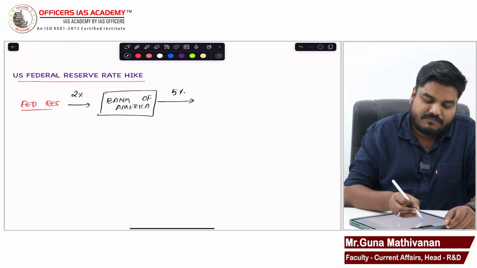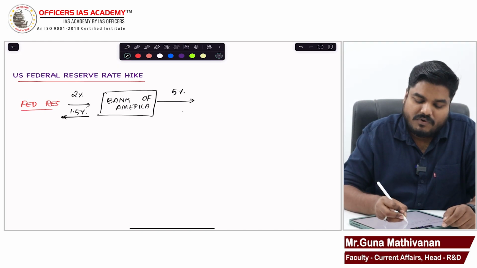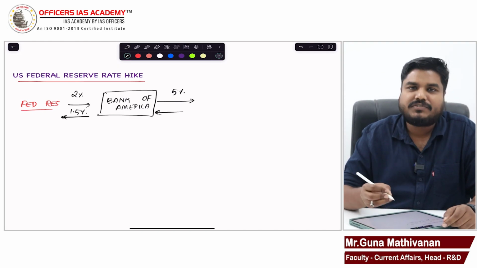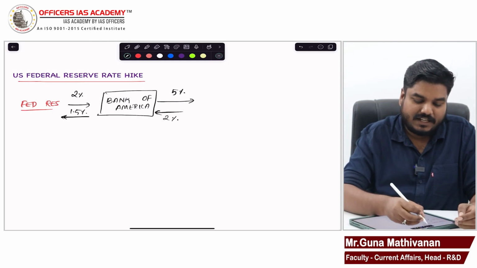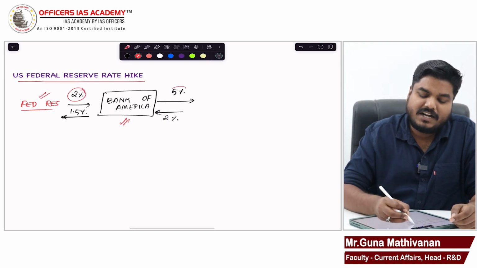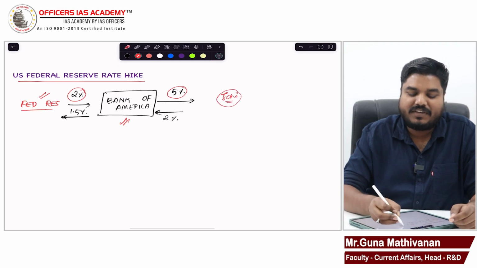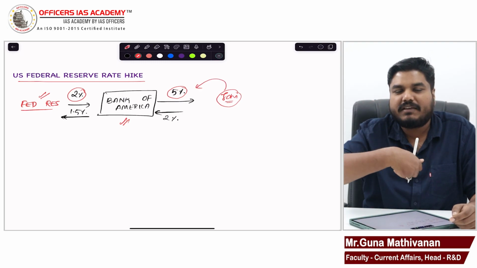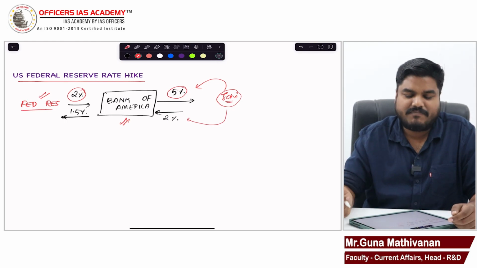Likewise, if Bank of America is depositing money in the Federal Reserve, the Federal Reserve gives, let us say, 1.5% interest. If someone deposits money in Bank of America, assume they get 2% interest. Very simple. So if John from USA borrows from Bank of America, it will be given at 5%. If John deposits his money in Bank of America, he will be given 2% interest.